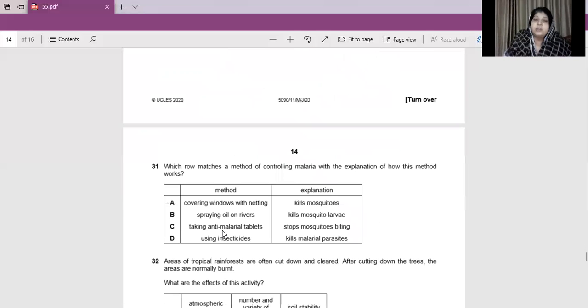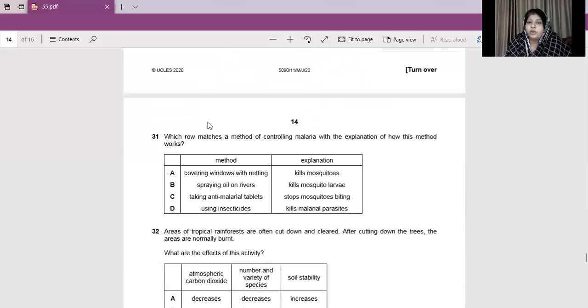Which row matches a method of controlling malaria with the explanation? Covering windows with netting kills mosquitoes? It is impossible, it never kills them. Spraying oil on a river kills mosquito larvae? Yes, this may be. Taking anti-malarial tablets does not stop mosquitoes. A mosquito can bite no matter if you are applying any lotion. Using insecticides kills malarial parasites? No way. So we have only one option: if you are spraying, then it kills mosquito larvae.